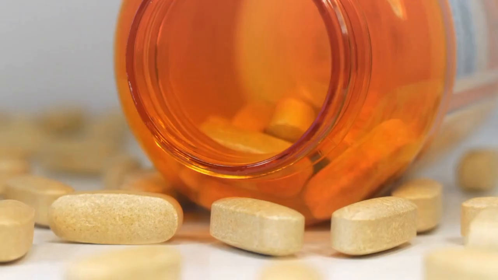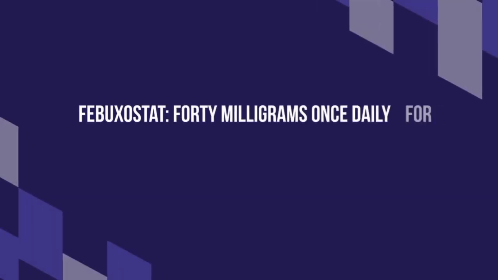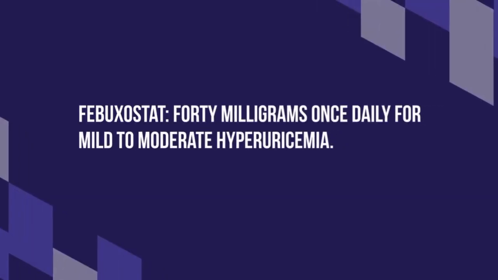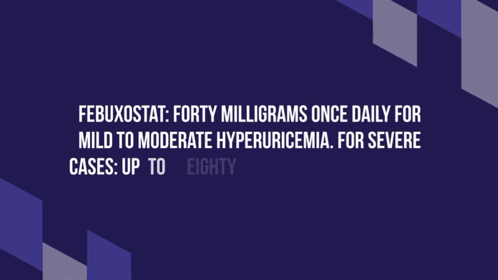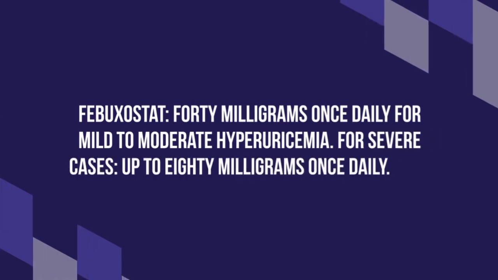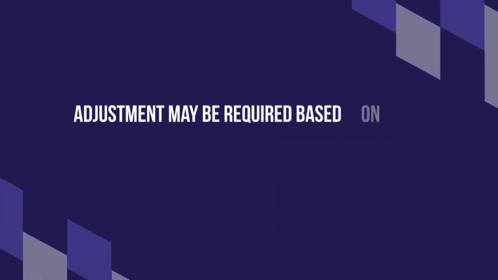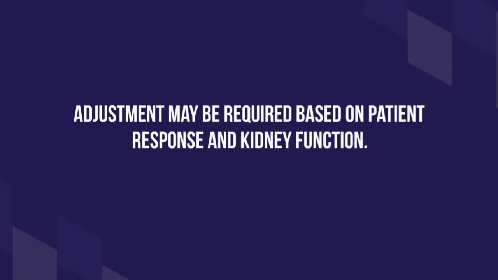Maximum daily dose. Recommended maximum dose. Febuxostat, 40 mg once daily for mild to moderate hyperuricemia. For severe cases, up to 80 mg once daily. Dose adjustment may be required based on patient response and kidney function.